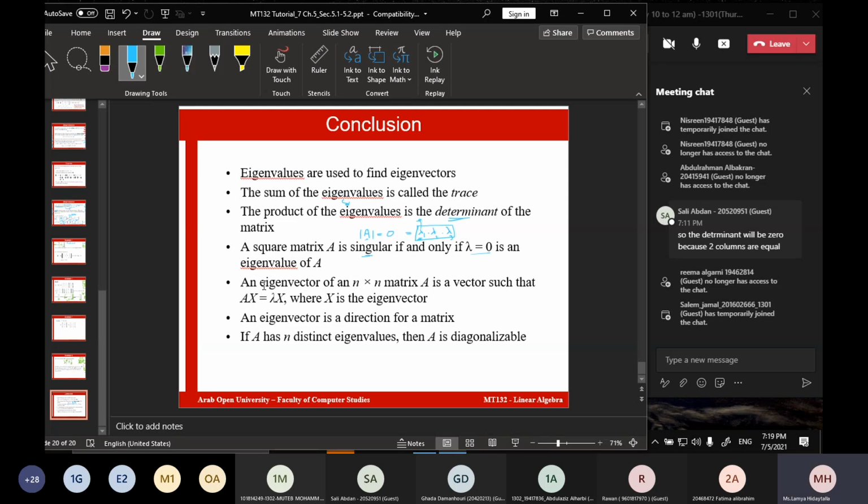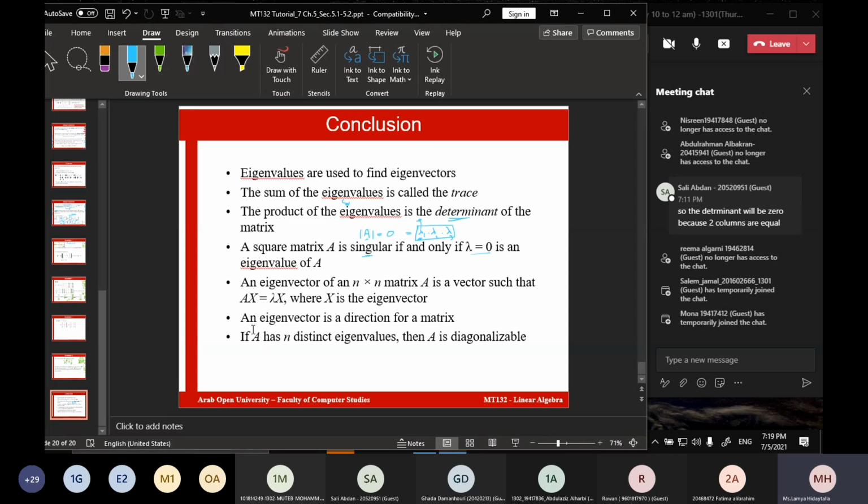And then an eigenvector of an m by m matrix is a vector that satisfies A times x equals lambda times x, where x is the eigenvector. From the beginning we defined it like that. An eigenvector, we give it a name: we call it the direction of the matrix. If he asks you to find the direction of the matrix, that means he wants you to calculate the eigenvector. So we call it the eigenvector or the direction of a matrix.